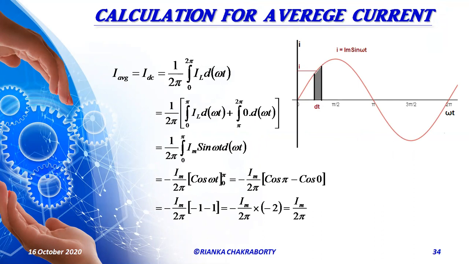In the previous slide, we saw the value of IL, that is Im sin omega t between 0 to pi, and for pi to 2 pi it is equal to 0. So we can write 1 by 2 pi integration from 0 to pi of IL d omega t plus the integration from pi to 2 pi, which equals 0, d omega t. So we can write 1 by 2 pi integration from 0 to pi of Im sin omega t, which is the value of IL, d omega t. Now we have to calculate this integration.